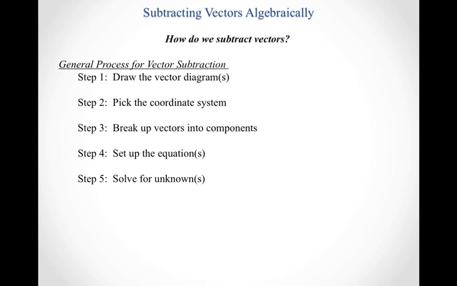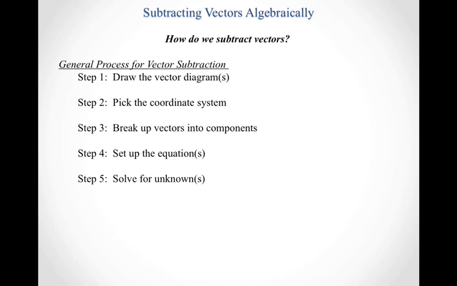To subtract vectors, our general process looks really similar. We're going to start by drawing some vector diagrams. We pick a coordinate system. We use that coordinate system to break our vectors up into components. We set up a series of component equations, again one for each coordinate axis that we need in the problem. That leaves us with a set of equations with a set of unknowns, and we use our algebraic techniques to solve for those unknowns.